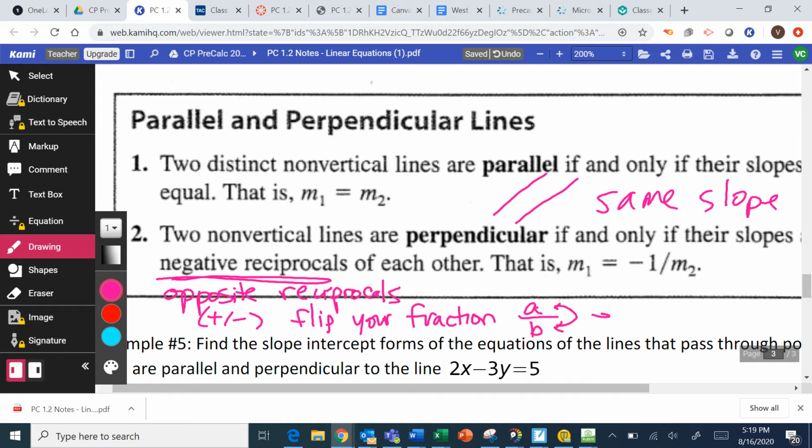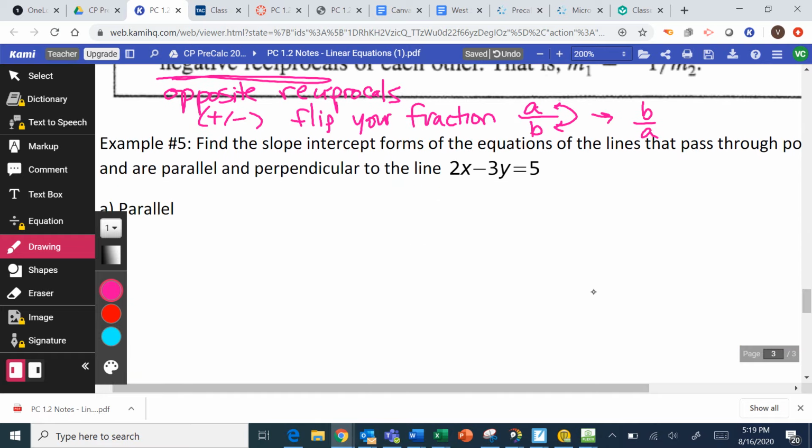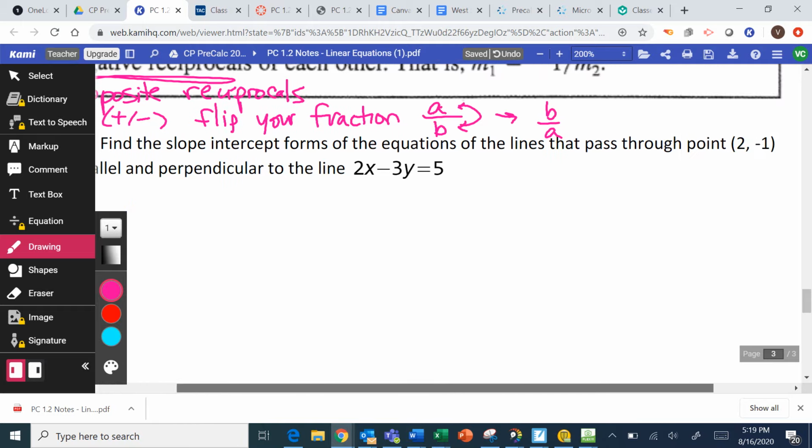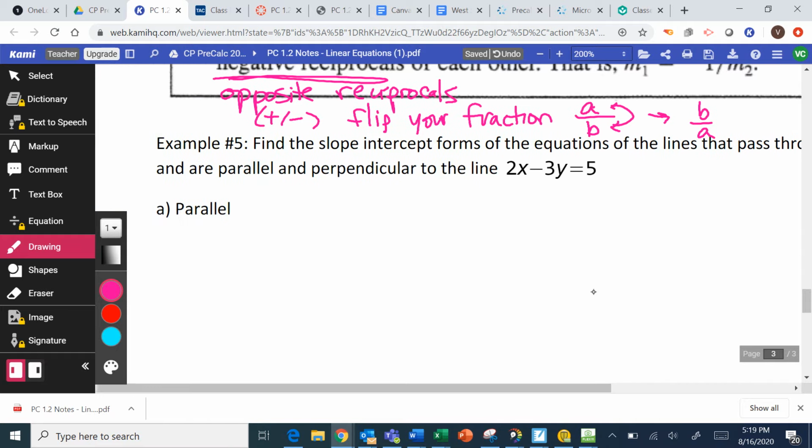So I would have b over a instead. Example 5: find the slope-intercept forms of the equations of the lines that pass through the point (2, -1) and are parallel and perpendicular to the line 2x - 3y = 5.